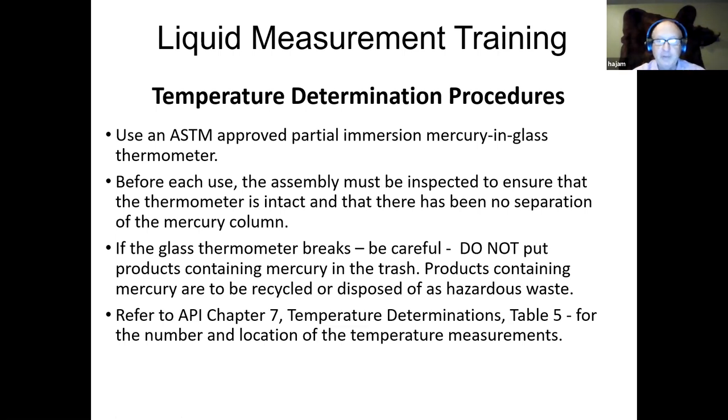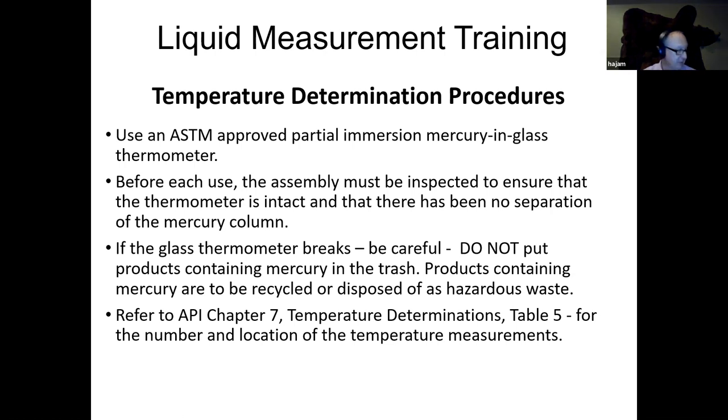So in tank gauging, we want to use a partial immersion mercury in glass thermometer. Before each use, the assembly must be inspected to ensure that the thermometer is intact and there is no separation in the mercury column. That is important. That needs to be checked. This equipment should be checked every time before it's used.